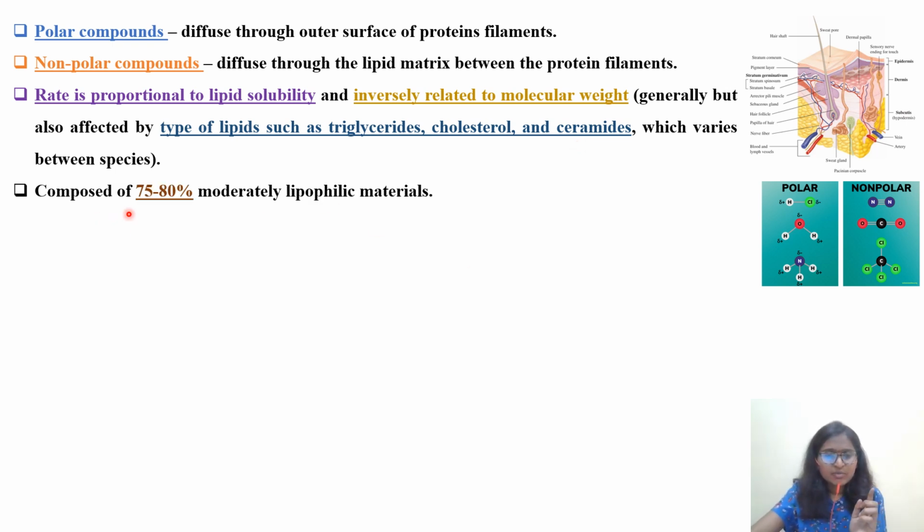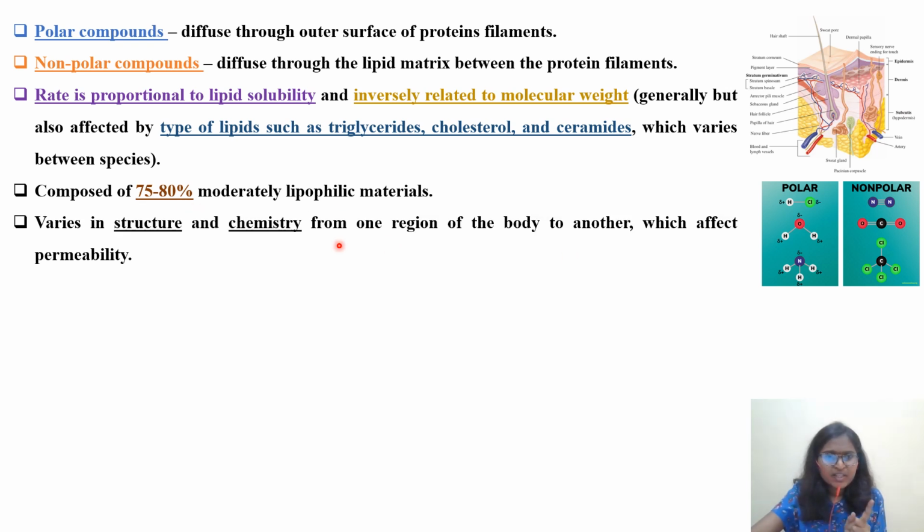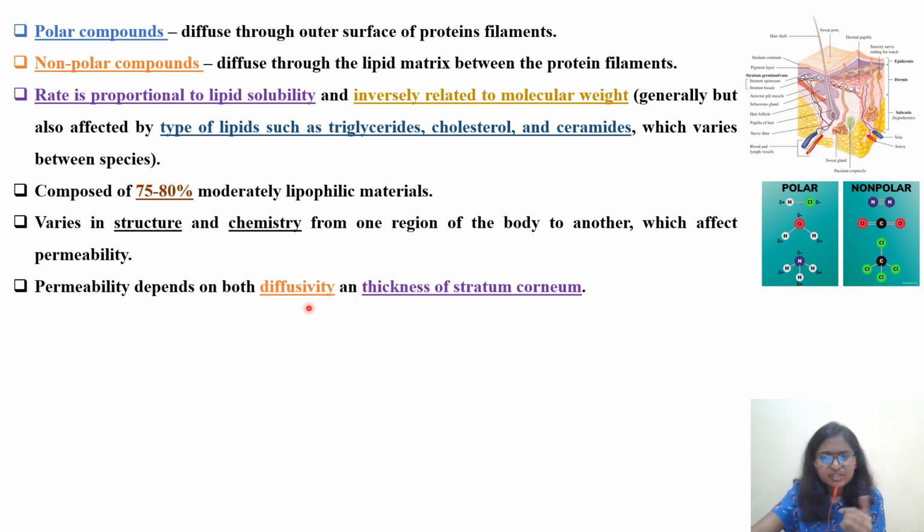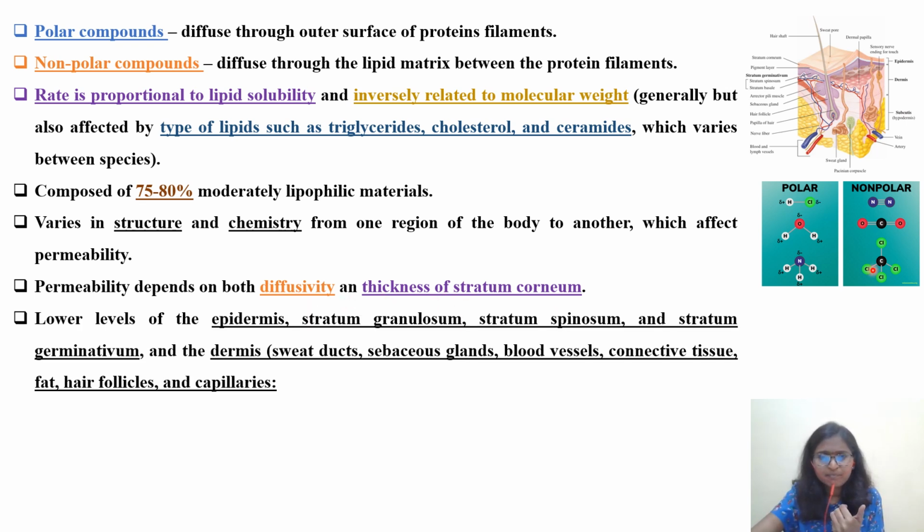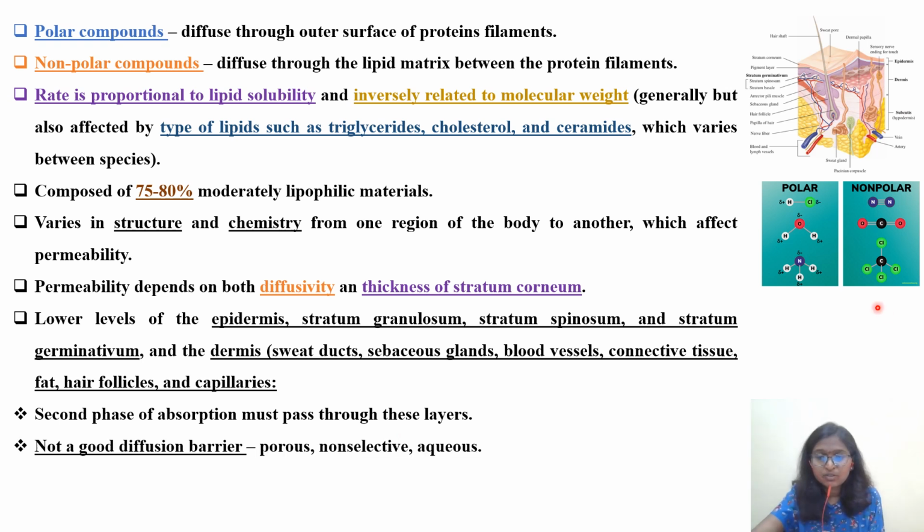The stratum corneum, which we are still discussing, is composed of 75 to 80% moderately lipophilic materials and varies in structure and chemistry from one region of the body to another, which affects permeability. Permeability depends on the diffusivity, that is passive diffusion, which we discussed, and the thickness of the stratum corneum. The lower levels are the epidermis, stratum granulosum, stratum spinosum, stratum germinativum, and the dermis, with sweat ducts, sebaceous glands, blood vessels, connective tissue, fat, hair follicles, and capillaries. These are the secondary layers. The second phase of absorption must pass through these layers.